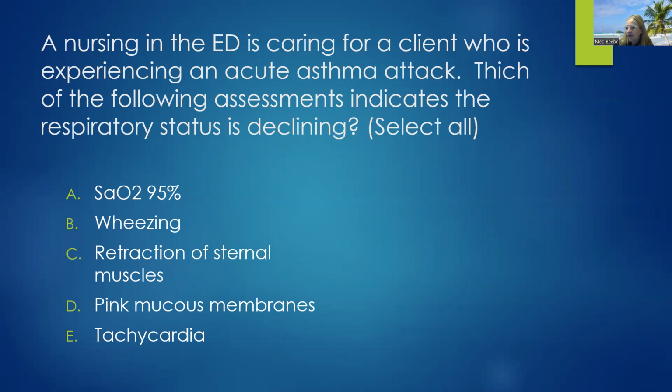Pink mucous membranes are actually a normal finding, so that's not going to show us that the patient is having an asthma attack. And then tachycardia is a manifestation of decreased oxygenation. So our correct answers that we would select are wheezing, retraction of sternal muscles or intercostal space muscles, and tachycardia.